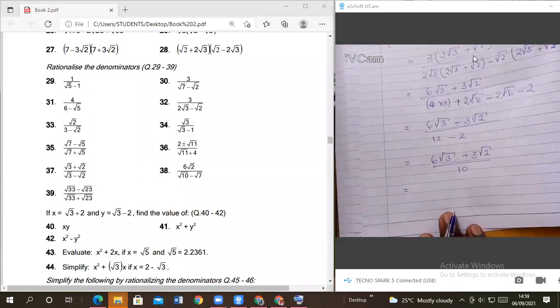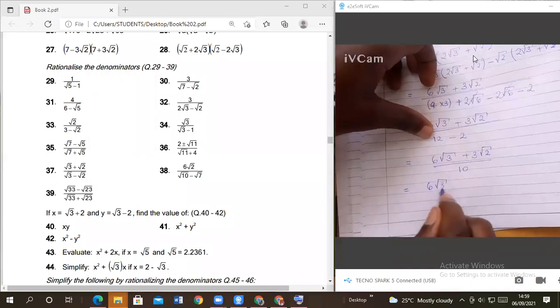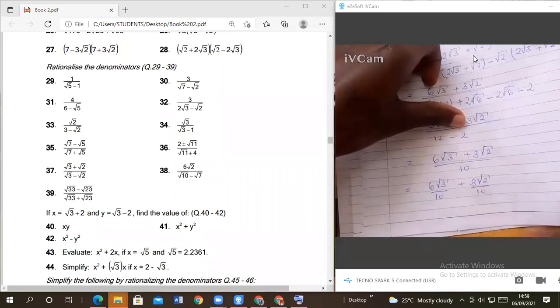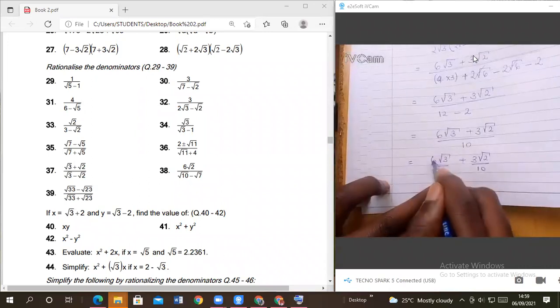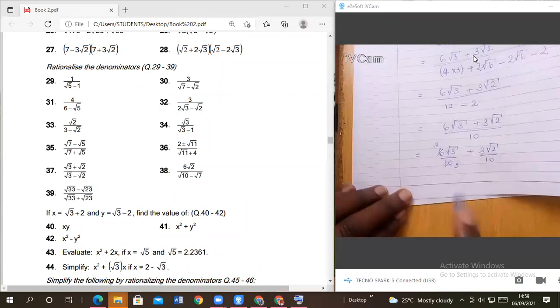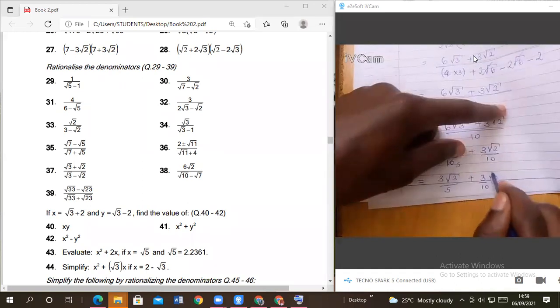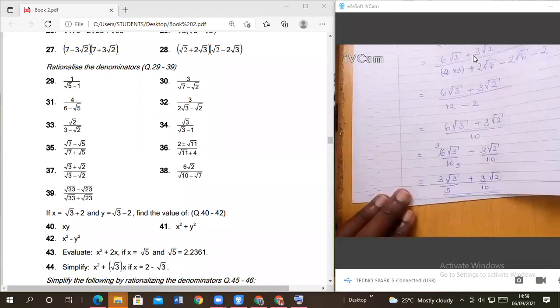So what do we do from there? We distribute the LCM, which will give us 6 root of 3 over 10 plus 3 root of 2 over 10. You see that here we have common factors. Reduce by 2, we get 3, and by 2, we get 5. So we shall have 3 root of 3 over 5 plus, that one cannot be simplified, leave it like that, 3 over 10 root of 2. Like that, members. Okay?